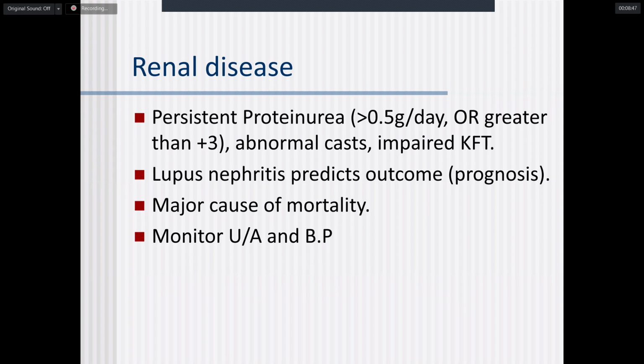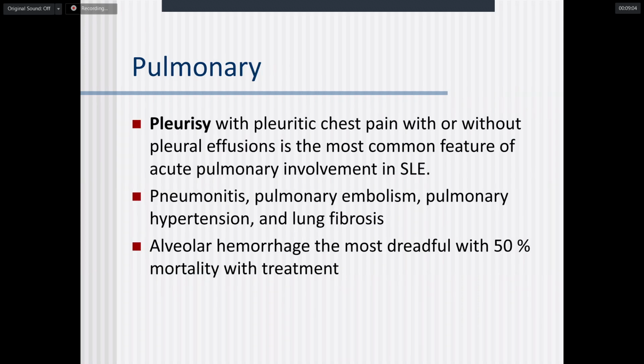إذا بصير عندهم renal disease, the life expectancy of these patients is less than those patients who do not have renal disease. عشان هيك you need to be very aggressive بالtreatment of renal disease. And you need to monitor urine analysis with blood pressure.